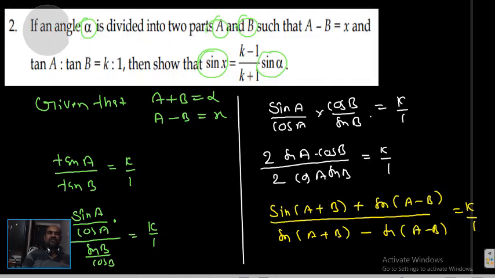Completed. Just a plus b, alpha, a minus b, x. This is simplified; I converted everything in terms of sines and cosines. After that I used the formulas given in the compound angles concept. Sin of a plus b plus sin of a minus b equals 2 sin a cos b. Sin of a plus b minus sin of a minus b equals 2 cos a sin b. Okay, just I simplify.